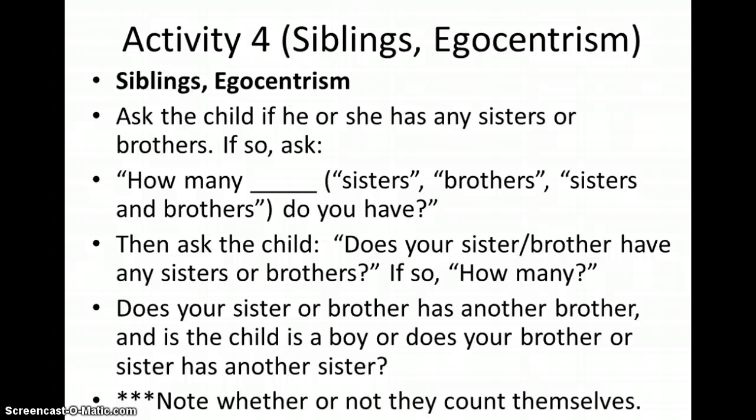The 4th activity is called Siblings and Egocentrism. You'll ask the child if they have any brothers or sisters. If they say they don't, you can skip this question altogether. But if they say they do, you'll ask them how many brothers or how many sisters. Then choose a brother or a sister and say, does your brother have any sisters or brothers? Or does your sister have any sisters or brothers? And ask how many. Or maybe ask, does your brother or sister have another brother or another sister? The question is whether or not they count themselves, and if they can look from the perspective of that sibling to realize that they are somebody's brother or sister.